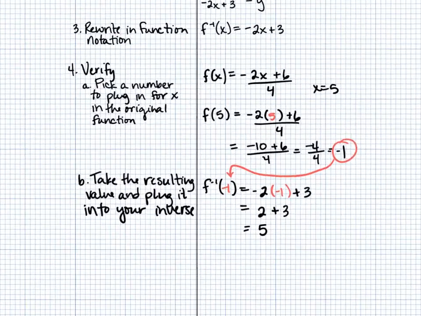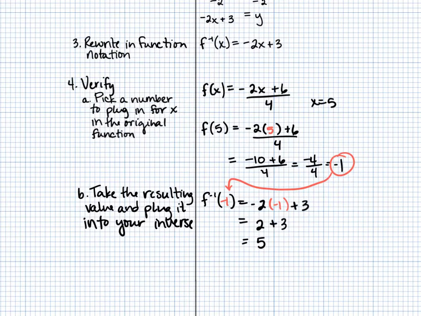Now, let's shrink that down a little bit. If your inverse is correct, this number that you started with should be the same number. So you take any number that's in the domain of your function and plug it in for x. I chose 5, put it in for x there, evaluated it, and got negative 1. I then took the negative 1, put it into my inverse, and I ended up with 5. So if these two are the same, then you're good to go, and that's verifying your inverse.